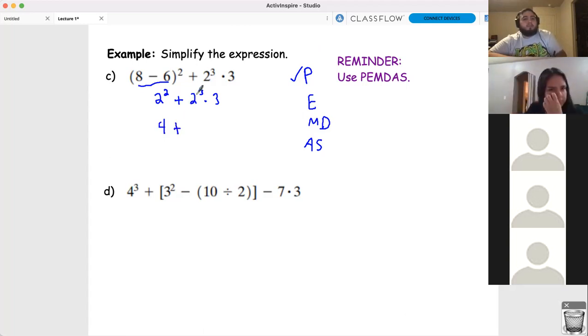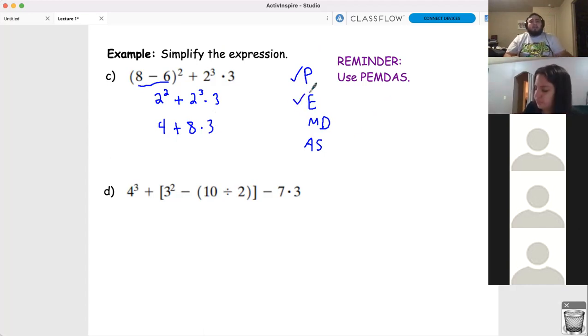Can someone tell me what 2 cubed is? It would be 8. And bring down the times 3. Do y'all see how it's coming down to like a little triangle, like a pyramid a little bit? Every time we do a step, it's getting smaller and smaller. So now we're done with exponents. No more exponents to evaluate.